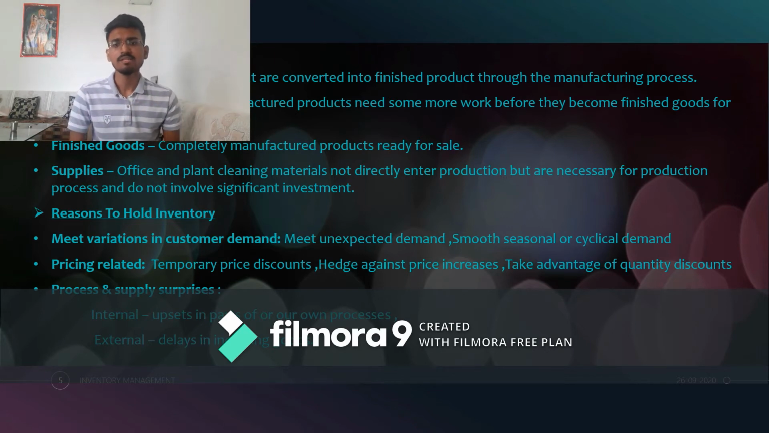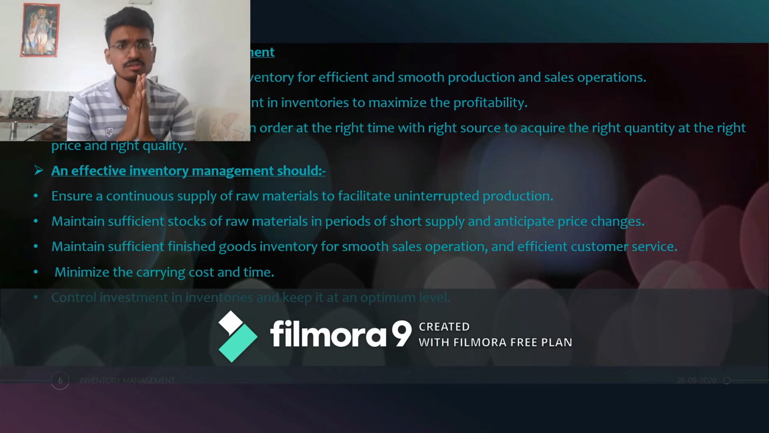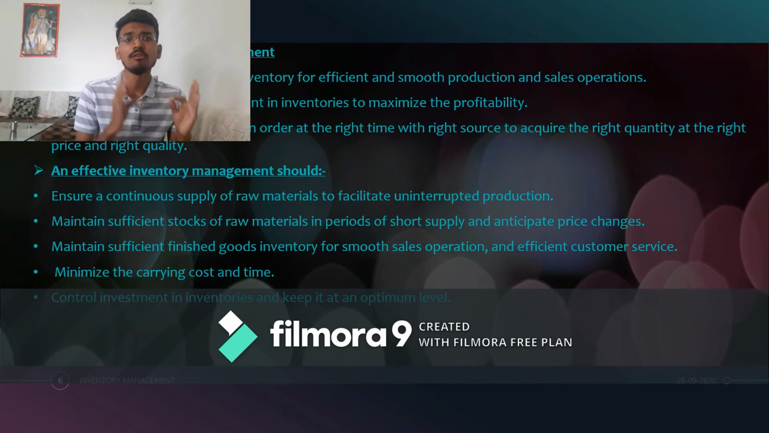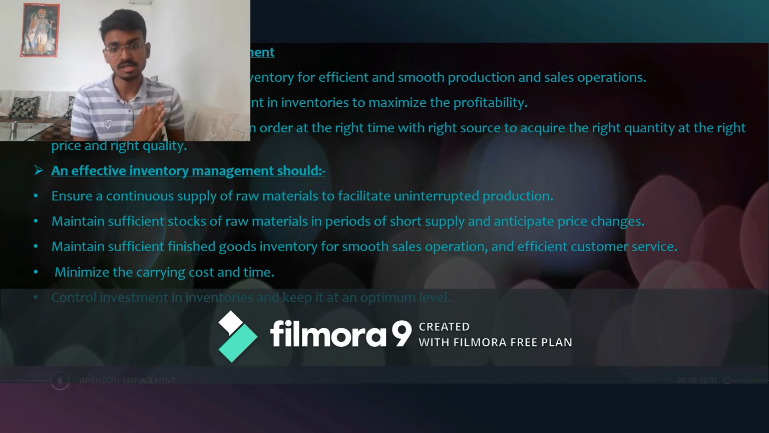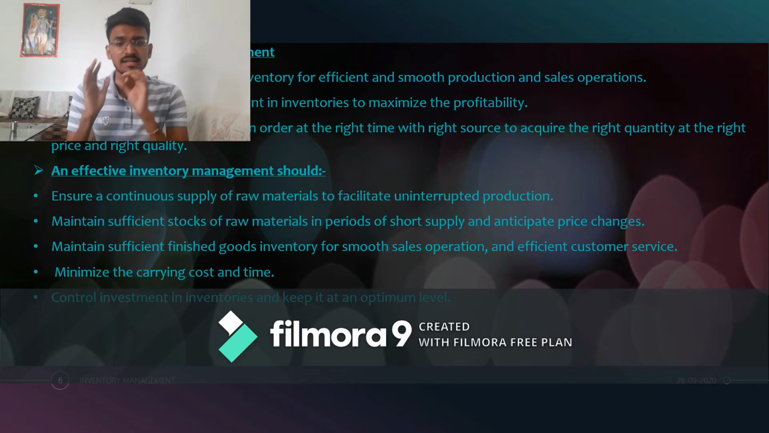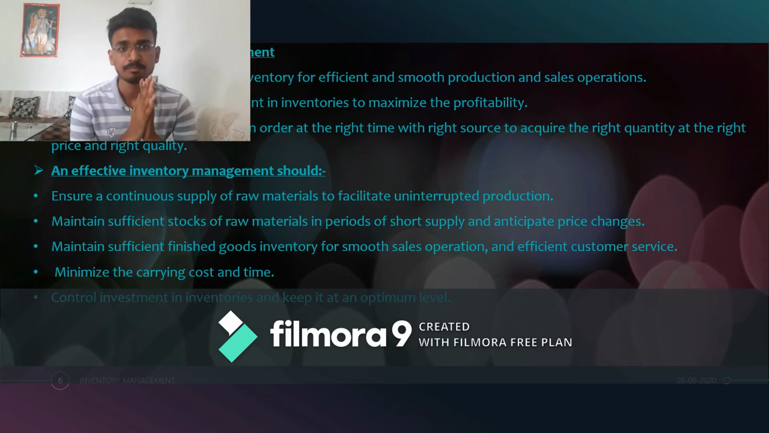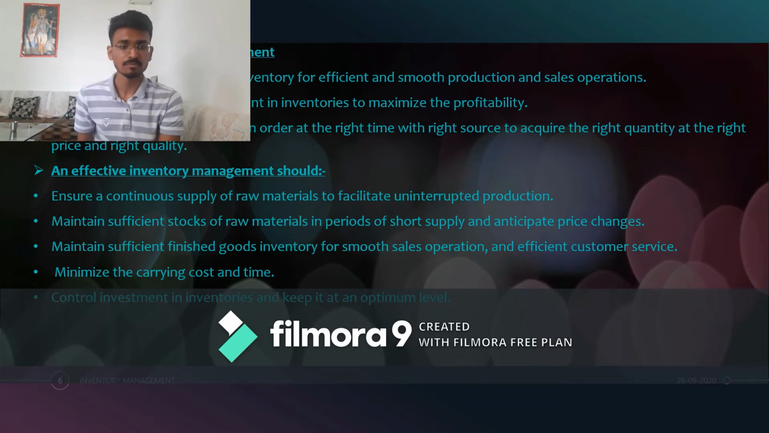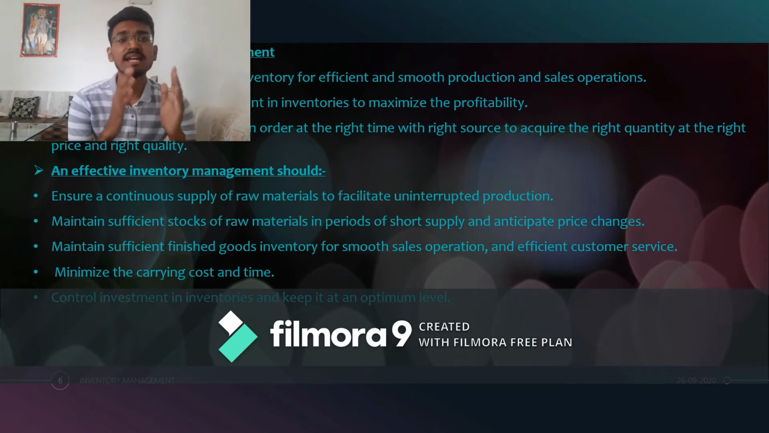Okay, next we will discuss the objective of inventory management. So the objective of inventory management is, number one, we will never go out of stock. Second is to maintain a minimum investment in inventories to maximize profitability. We will maintain the minimum investment so that our profit will be maximum, right? And the third is that effort should be made so that the delivery will be on time and at the right quantity.